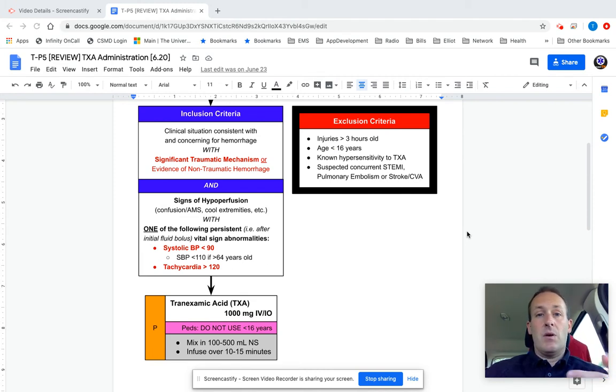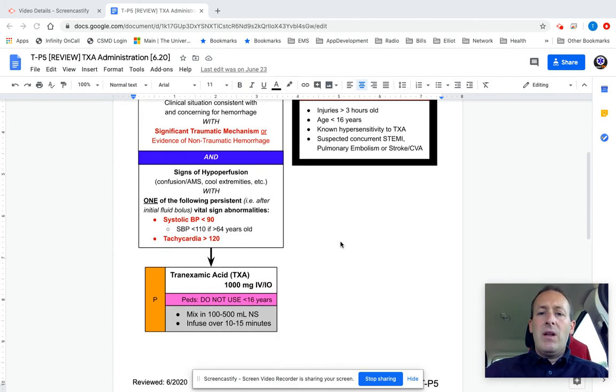Now, the inclusion criteria that we're using is basically you have to have a situation that's consistent with bleeding. Sometimes this is fairly obvious if they're pouring out black stools, vomiting up blood, or if you've got a major injury with external bleeding potentially. But most of the time, this is going to be your trunk injuries, your abdominal bleeding, your liver lacerations, potentially chest injuries.